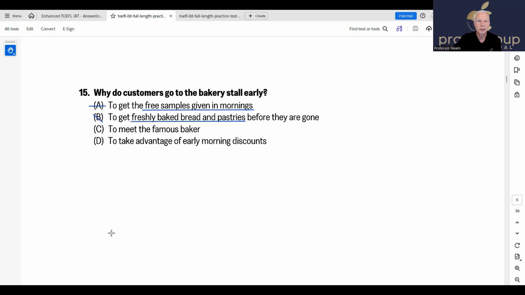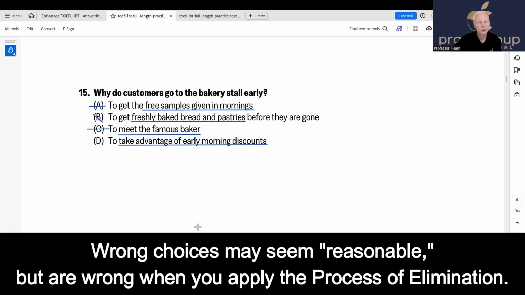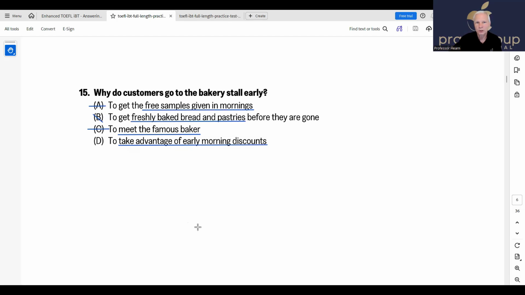Let's move on to choice C. Choice C states, to meet the famous baker. Well, there was no mention of meeting a famous baker, so choice C also is not possible. And what about choice D? To take advantage of early morning discounts. Wait a minute. Did they say something about that? No, they talked about getting freshly baked bread and pastries, and therefore choice D, having not been mentioned, is not possible. This leaves choice B as the best answer.